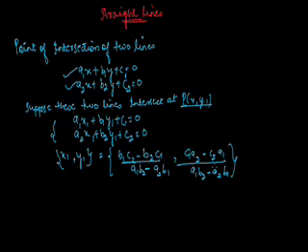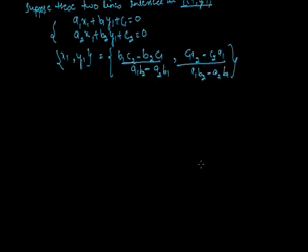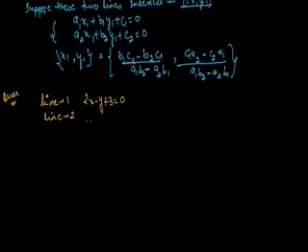So first question. Find the coordinates of the point of intersection of these two lines. Line 1 is 2x minus y plus 3 equals 0, and line 2 is x plus 2y minus 4 equals 0. Now I have to find the coordinates of the point of intersection.